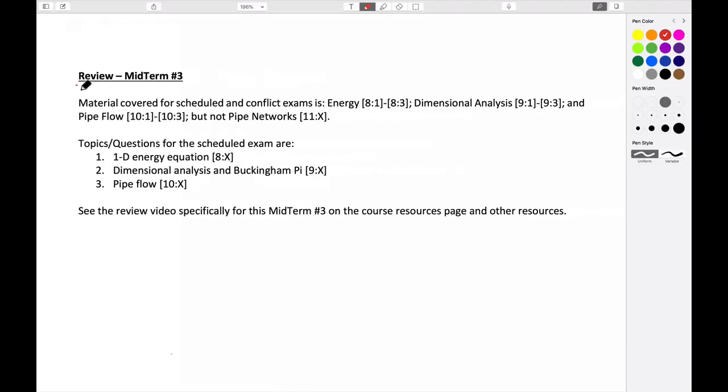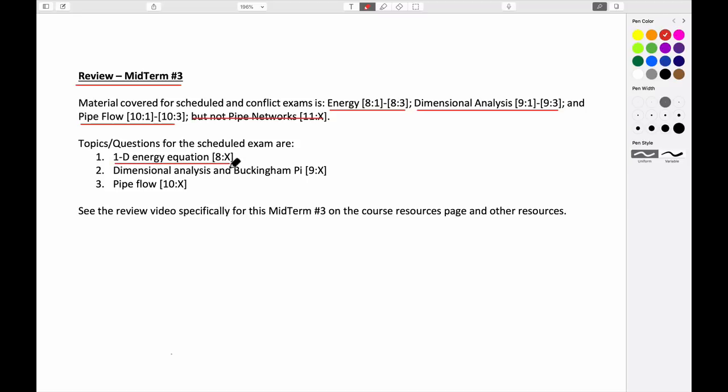Okay, this is the review for the third midterm. The topics on the midterm exam are week 8, energy equation, both in chemical and physical form, if you like. Dimensional analysis, including Buckingham pi, and pipe flow analysis. It does not include pipe networks, which is week 11. The topics actually on the scheduled exam conform pretty closely to those three topics.